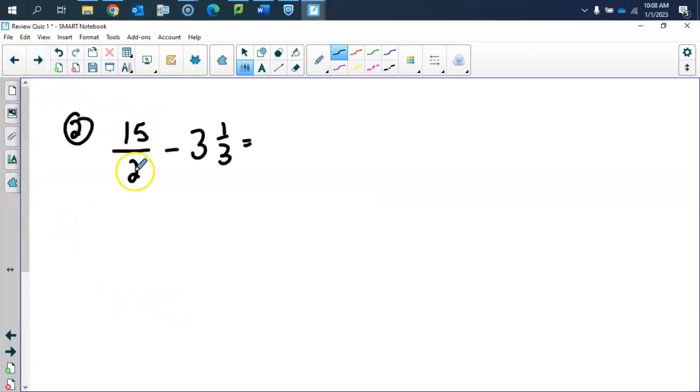All right, here we go. 15 halves minus 3 1/3. Go. All right, well, there's multiple ways you can do this. You can change these both to mixed numbers or both to improper fractions. I'm going to go with the improper fraction route because the first one is already 15 halves. So 15 halves stays 15 halves. I'm going to change 3 1/3 to an improper fraction. 3 times 3 is 9, plus 1 is 10 thirds. Now we need to have a common denominator. Our common denominator for 2 and 3 is going to be 6.